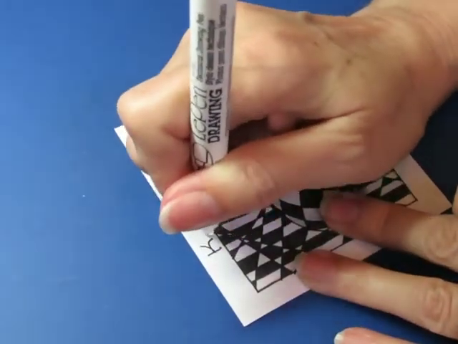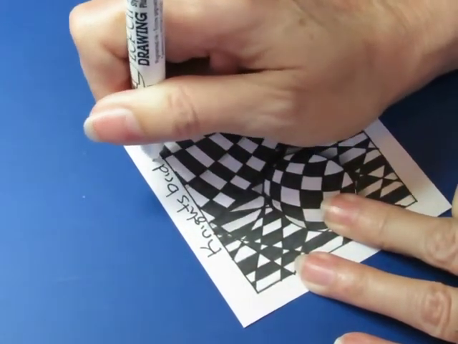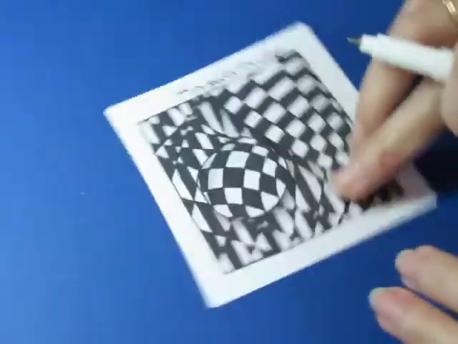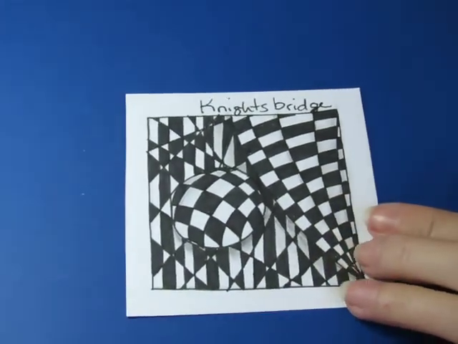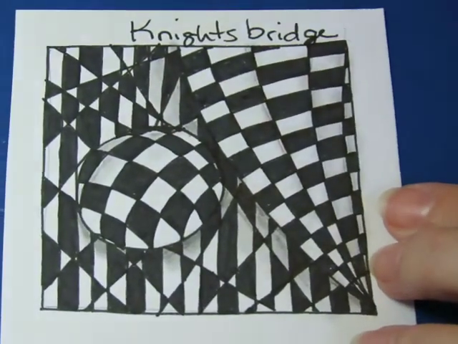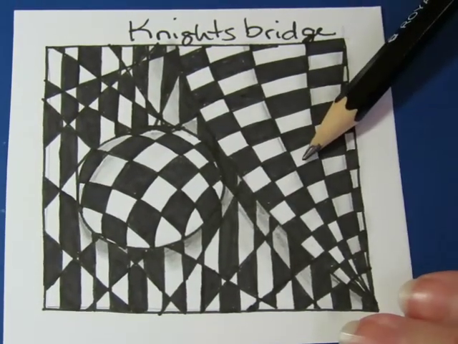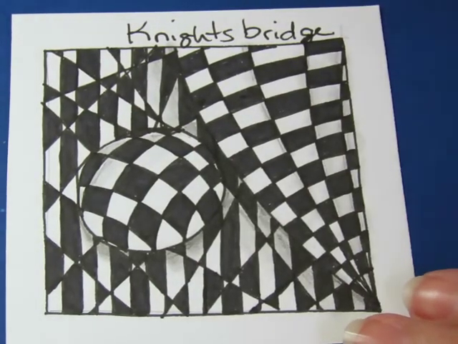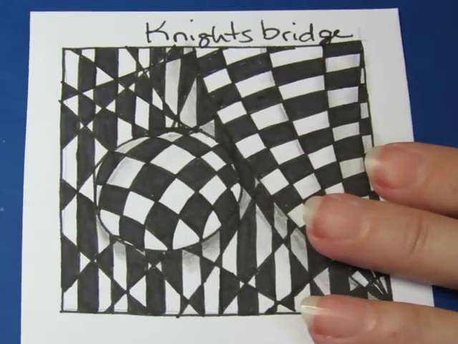It's simple. It's Knightsbridge. It's easy. It's just coloring in every other one. That's all it really is. And you can make any sort of shape you want. You can make it regular. You can make it in a round. You can make it irregular. Just color in every other one, like a checkerboard. Super easy.